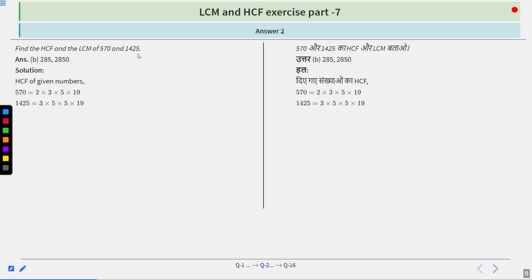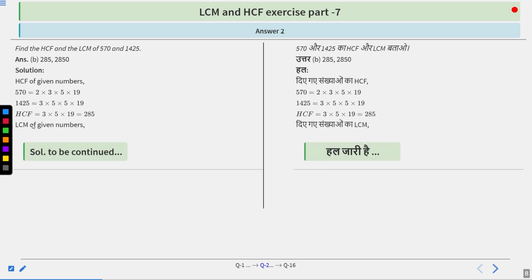Now, numbers were 570 and 1425. So factors of 570 are 2 into 3 into 5 into 19. And factors of 1425 are 3 into 5 into 5 into 19. Now to find the HCF, we have to take the numbers which are common in the factors of 570 and 1425. So 3 is present in both the factors. 5 is also present, but the least power is 1, so 5 raised to power 1. 19 is also present. But 2 is present only in the factors of 570. That is why we have not taken 2 into consideration while calculating the HCF. So 3 into 5 into 19 is 285, the HCF of both these numbers, 570 and 1425.